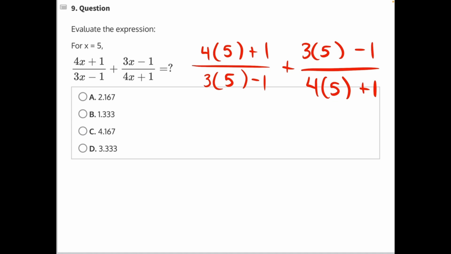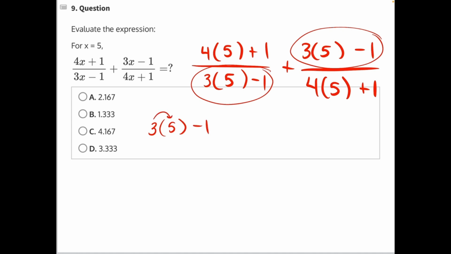And you can actually see that the denominator of this fraction and the numerator of this fraction are both the same. So let's go ahead and solve those denominators. 3 times 5 minus 1. If we're using PEMDAS, we need to do multiplication first. 3 times 5 is 15. And then we can move on to addition and subtraction. 15 minus 1 will give us 14. So the answer to both this denominator and this numerator is 14. Or rather, the simplified version is 14.